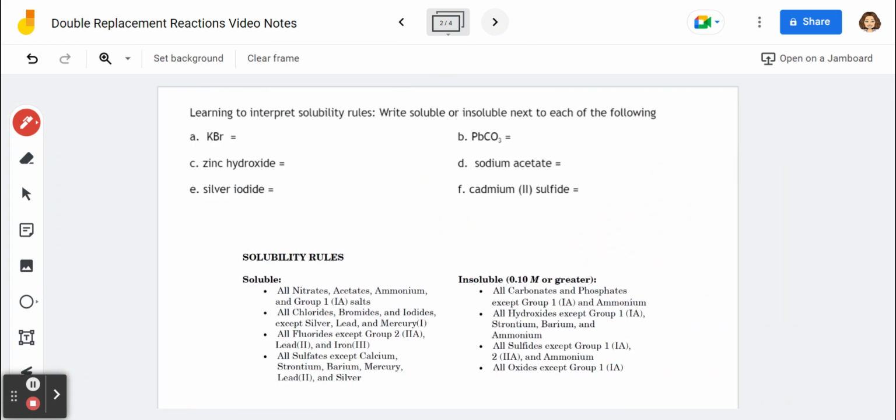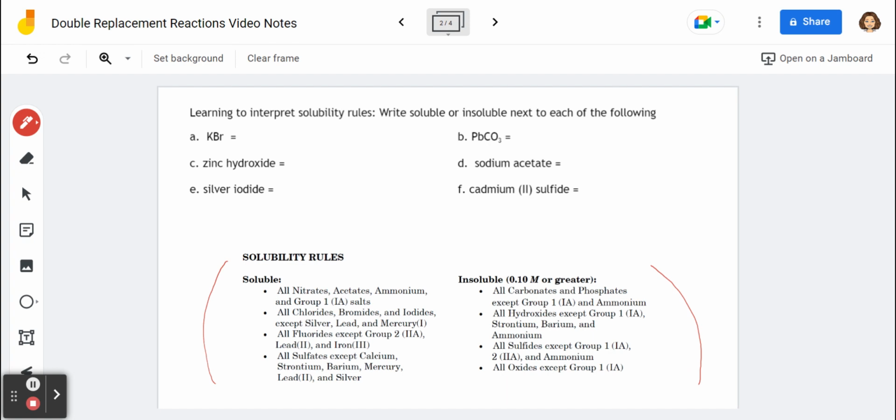So first we're going to talk about how to interpret the solubility rules. So we're going to write soluble or insoluble next to each of these compounds by using our rules. So again, in your reference packet, you should see this chart here. It's at the top of one of the pages in your reference packet.